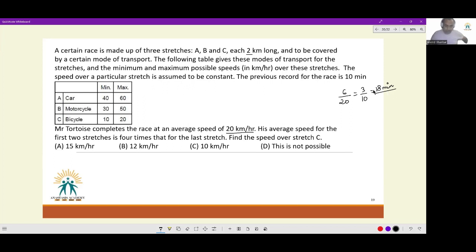Average speed for the first two stretches is 4 times that of the last stretch. What is his average speed? See, average speed is total distance by total time.